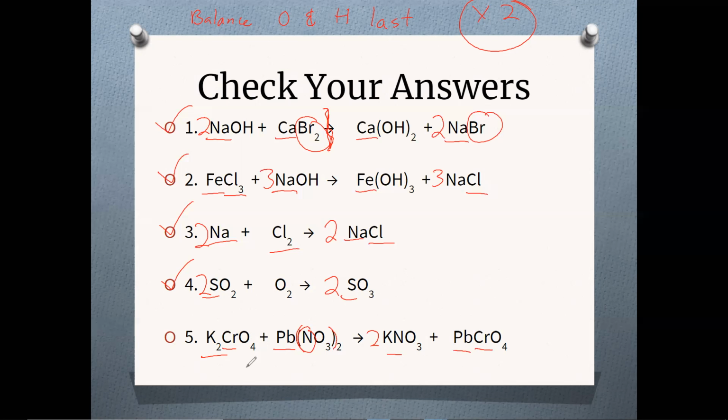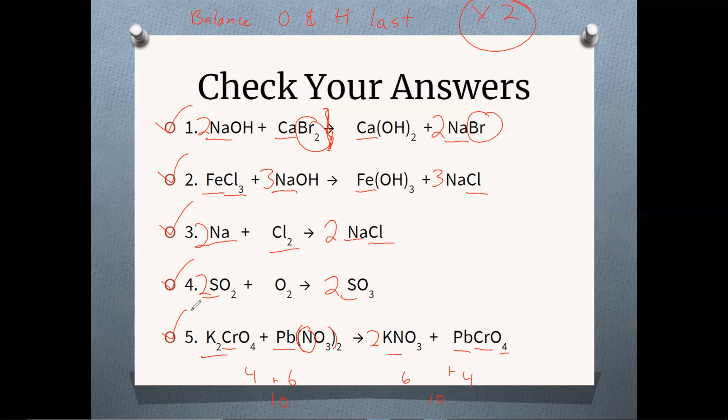I have 4 oxygen plus 2 times 3 equals 6 oxygen. So altogether I have 10. On that side, I have 3 times 2 equals 6 plus 4 more. And so I have 10 on the right. Lo and behold, we are now balanced.